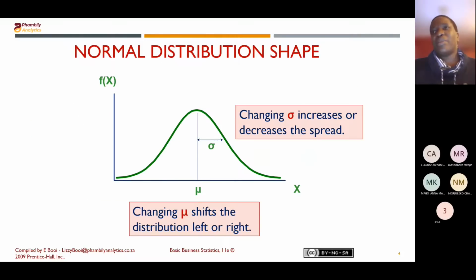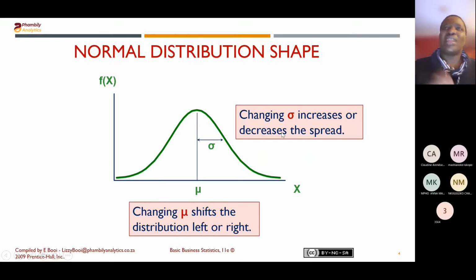In terms of a normal distribution, the other property that you need to know is that when the mean of your original data set changes, the graph shifts either to the left or to the right. It depends on the size of your mean. So it will only move from left to right.